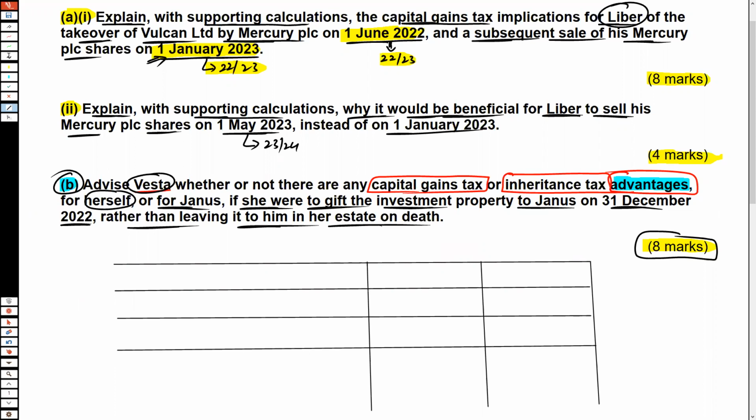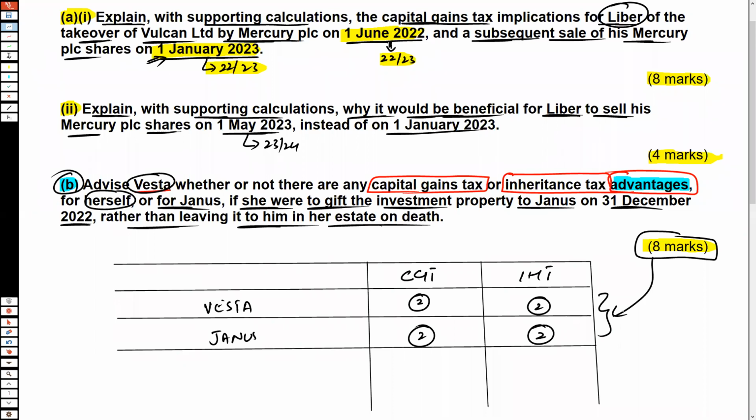Okay, we should plan the requirement for 8 marks like there are two taxes to discuss, which are CGT and IHT, and there are two persons for which we have to discuss these two things. It means we have to write at least 2 points for CGT for Vesta, 2 points for IHT for Vesta, 2 points for CGT for J, and 2 points for IHT for the second person J. So this is how the total 8 marks requirement will be solved.